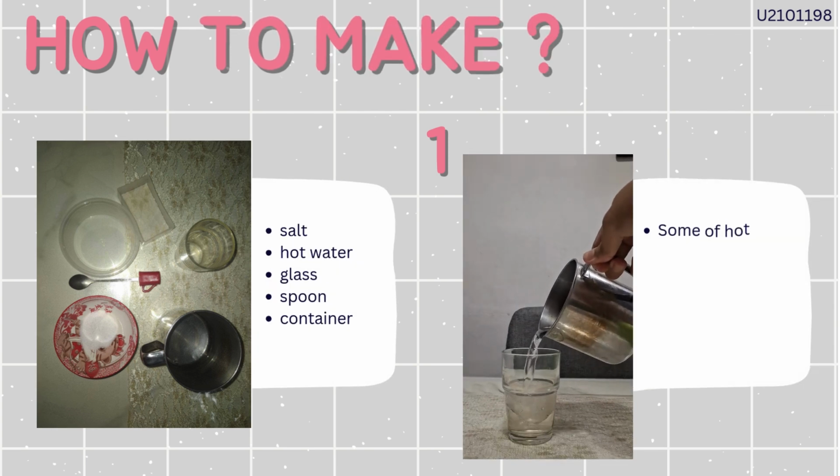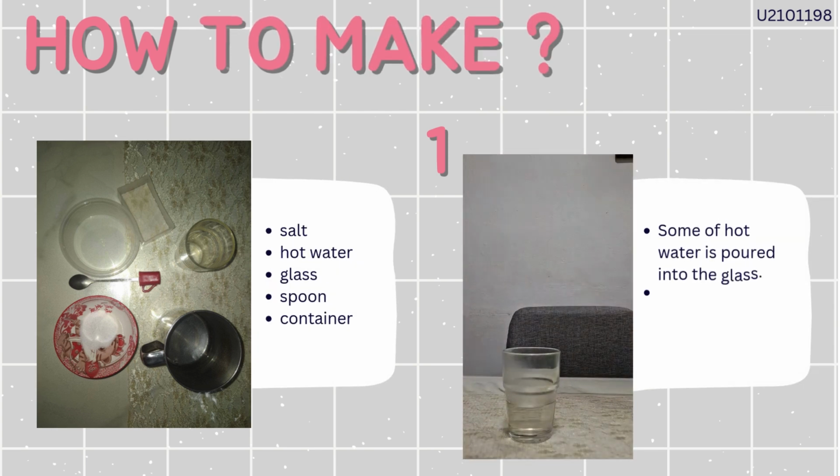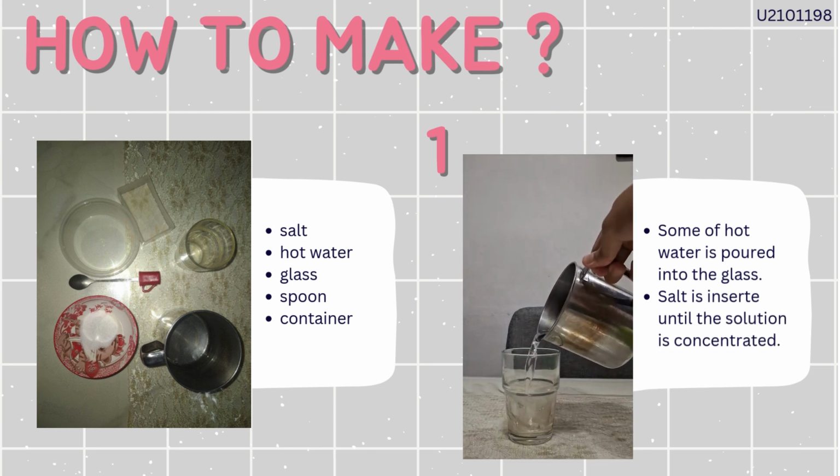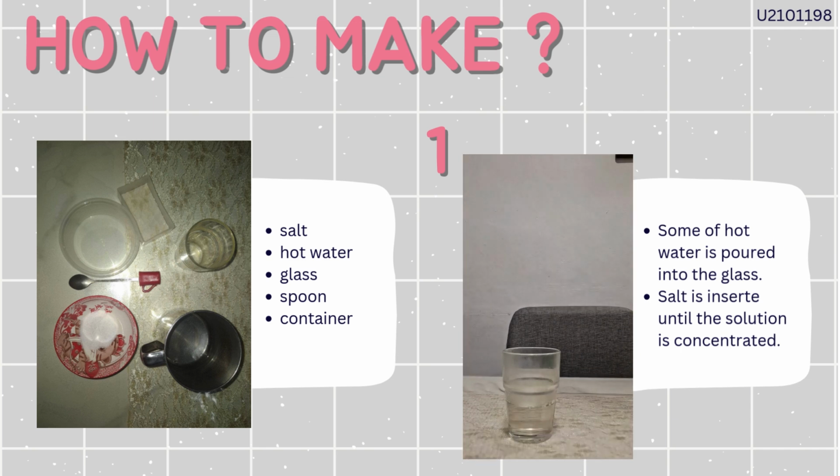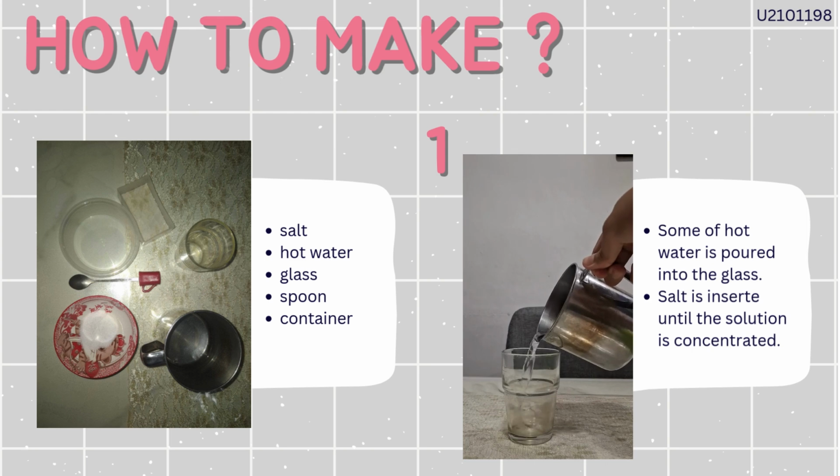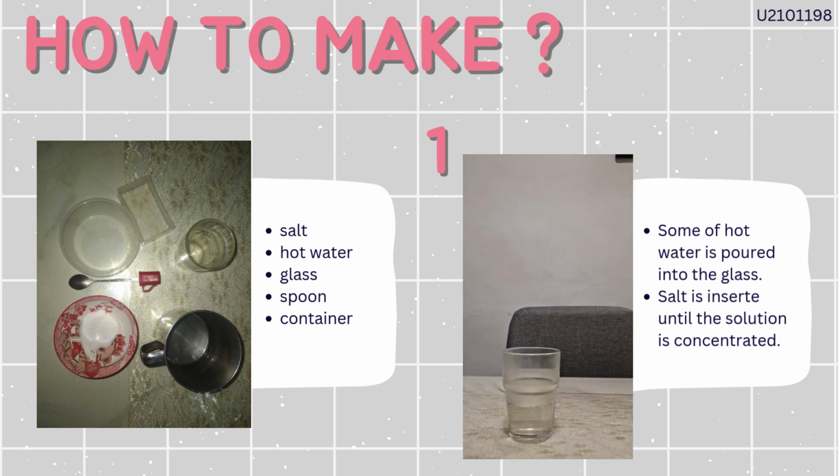So how to make it? Apparatus that you need to be prepared are some salt, hot water, glass, spoon and container. First of all, pour some hot water in a glass and insert a full spoon of salt. We need to use hot water so that the salt is easily dissolved.